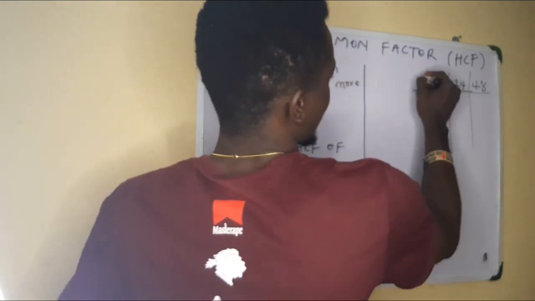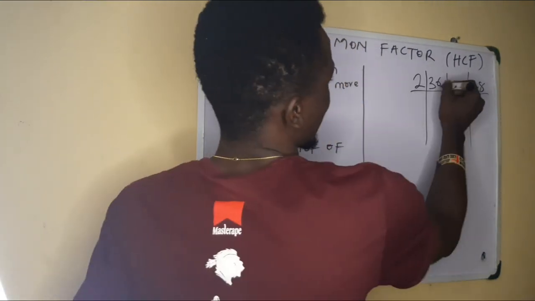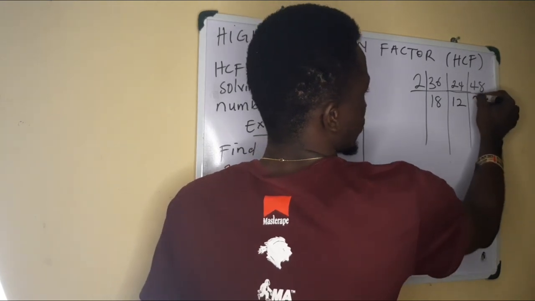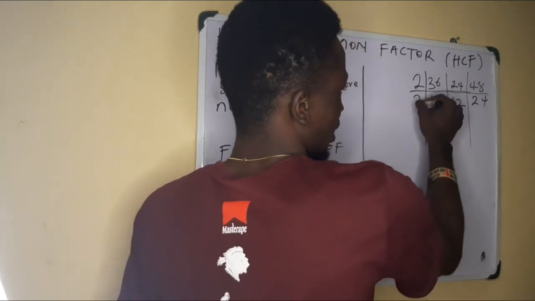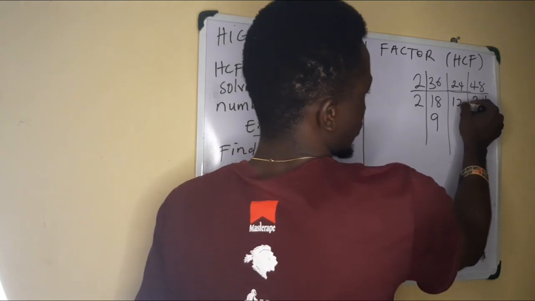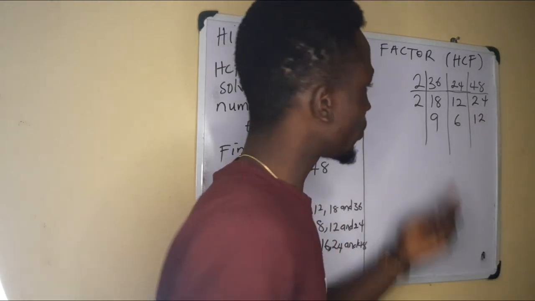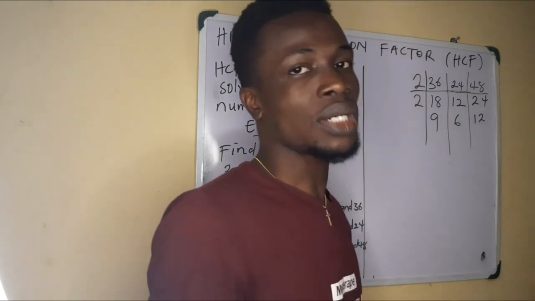So the first number that can divide them is what? 2. 2 divided into 36 will give us 18. 2 divided into 24 is 12. 2 divided into 48 is what? 24. 2 can still divide. 2 divided into 18 is 9. 2 divided into 12 is 6. 2 divided into 24 is what? 12.